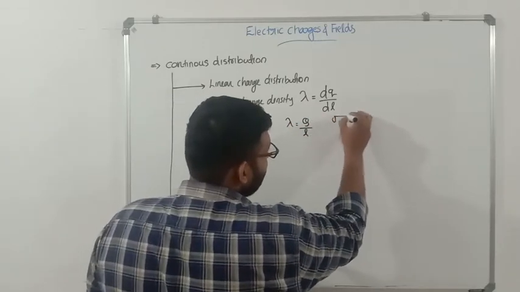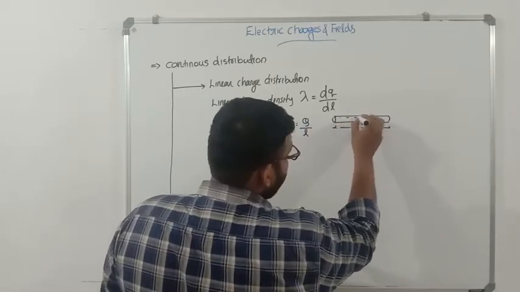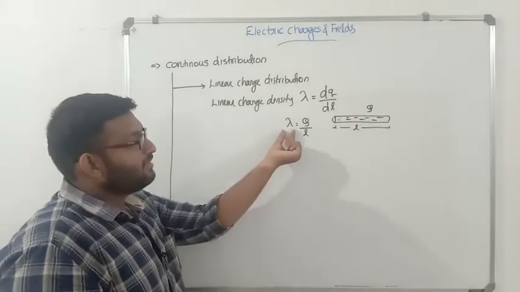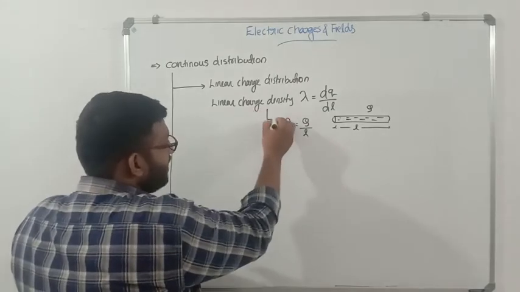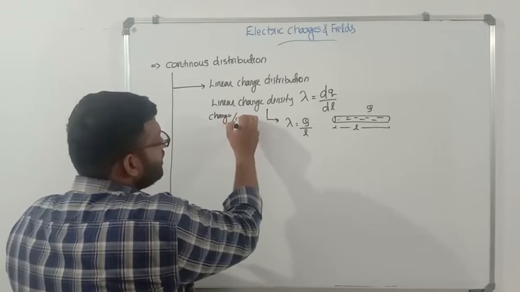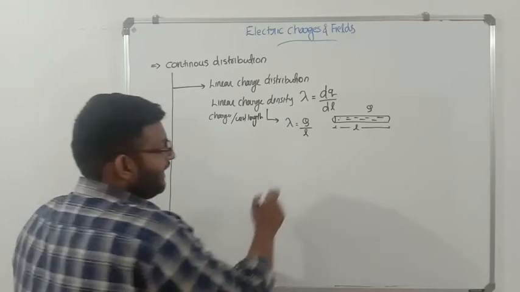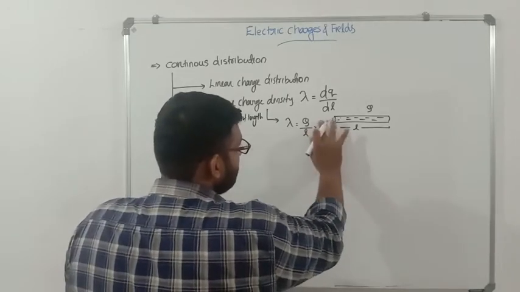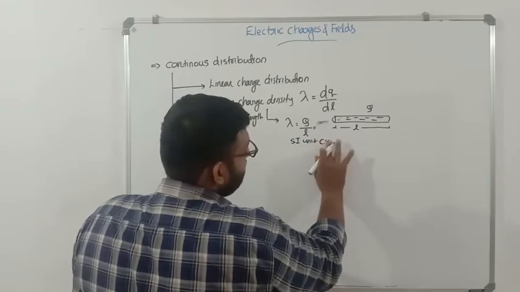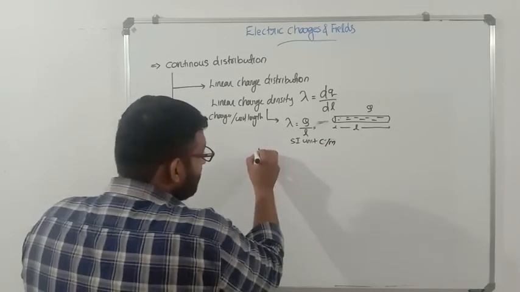If you select a conductor like this, it's a linear rod whose length is L, and it carries a total charge of Q, then lambda is nothing but charge per unit length. Charge present in a unit length is called lambda. SI unit, you know that it is coulomb per meter.